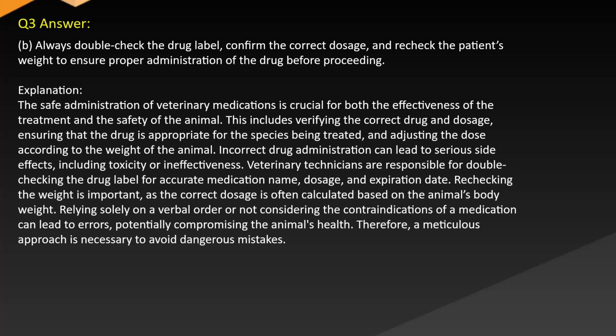Incorrect drug administration can lead to serious side effects, including toxicity or ineffectiveness. Veterinary technicians are responsible for double-checking the drug label for accurate medication name, dosage, and expiration date. Rechecking the weight is important, as the correct dosage is often calculated based on the animal's body weight. Relying solely on verbal orders or not considering the contraindications of a medication can lead to errors, potentially compromising the animal's health. Therefore, a meticulous approach is necessary to avoid dangerous mistakes.